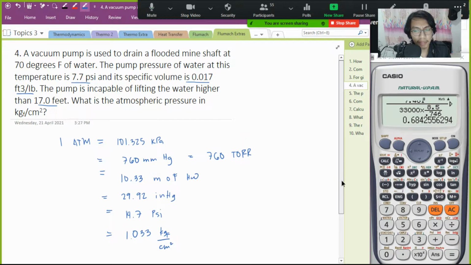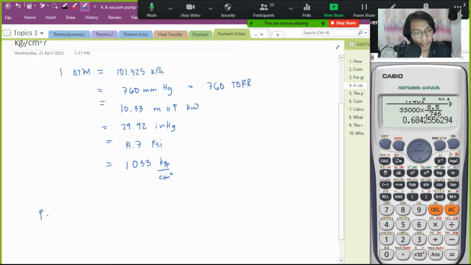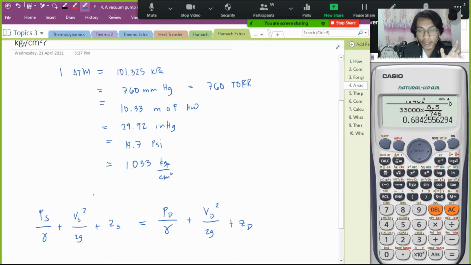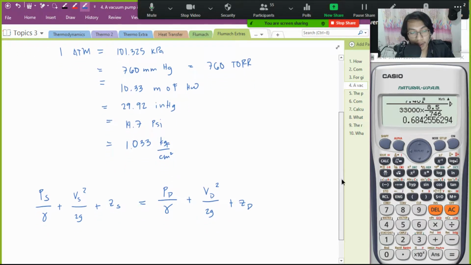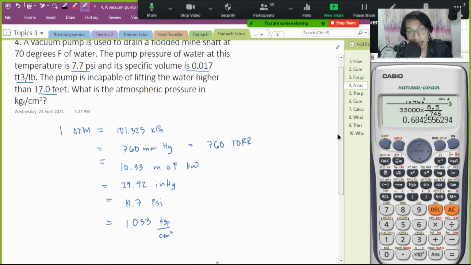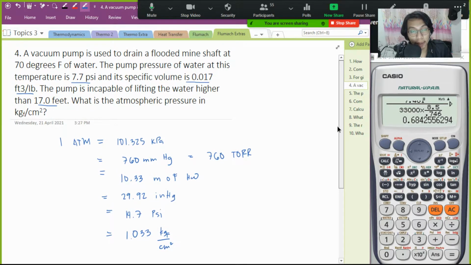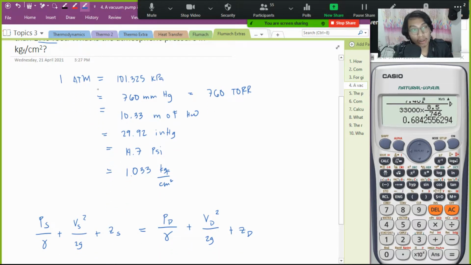So, this is just a simple Bernoulli. You have here the pressure at suction divided by the gamma of water, plus velocity at suction squared over 2g, plus the Z at suction, equal to PD at discharge plus VD squared over 2g plus ZD. The head at the suction side and the head at the discharge side are equal. They will have equilibrium. Nothing was given here about the size of the piping, nor the amount or flow of water you need. So, we can cancel this out.